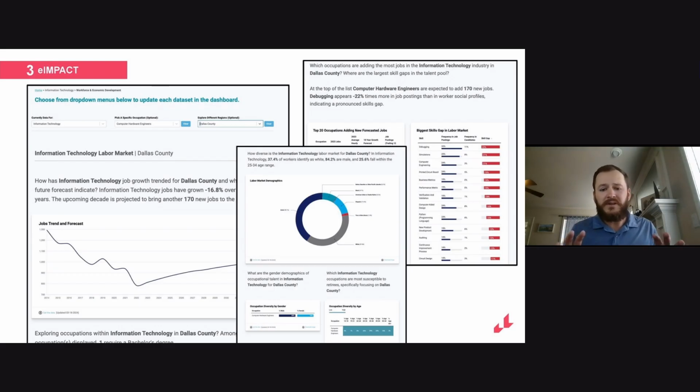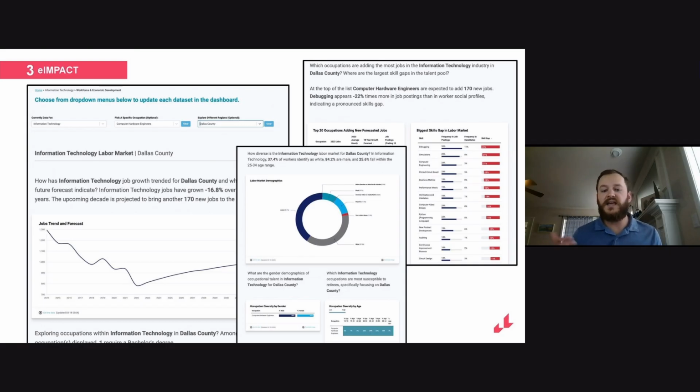So we didn't really want to just give a high level overview of the region and say, hey, jobs have grown in the Dallas area. Everyone kind of already knew that, right? And so we didn't want to give information that they didn't know. We wanted them to be able to dive into the specifics that they wouldn't maybe be able to get anywhere else. And you can see here that we have things like the job trends over time, but you can narrow this down by specific occupations within the industry.